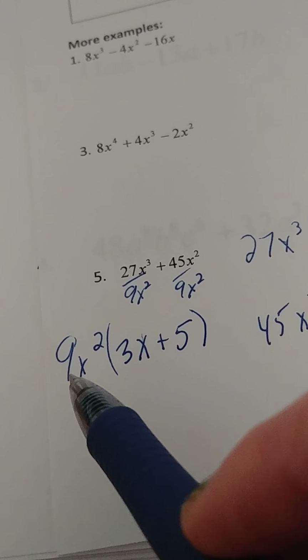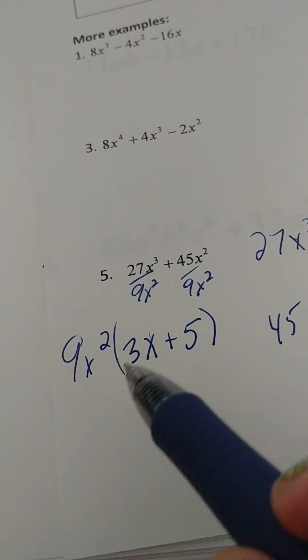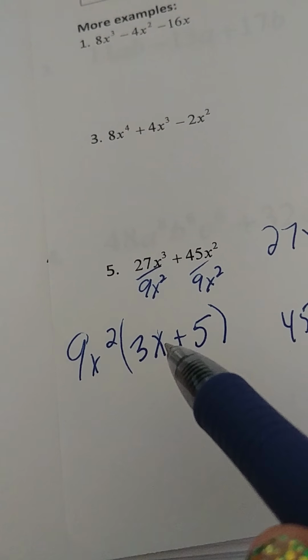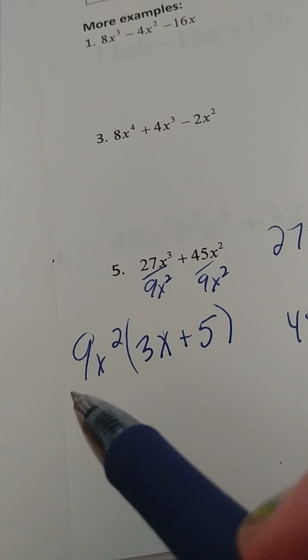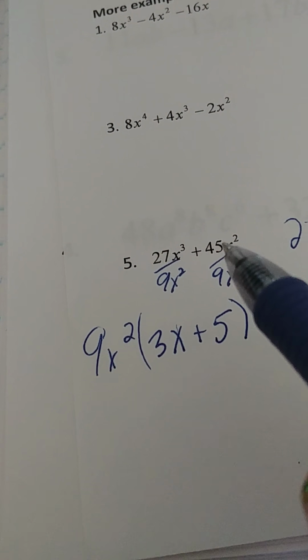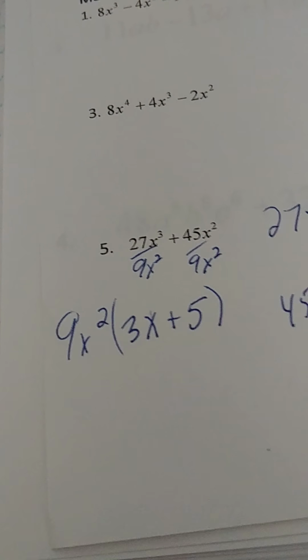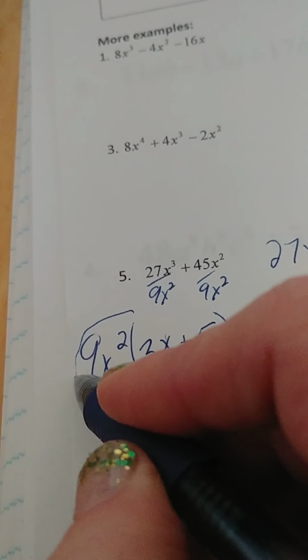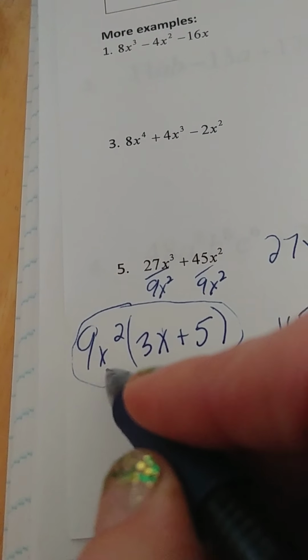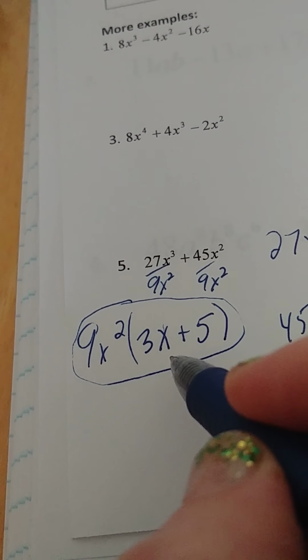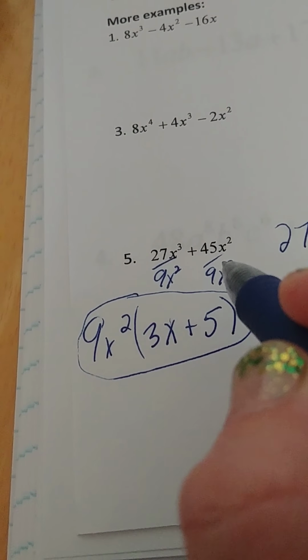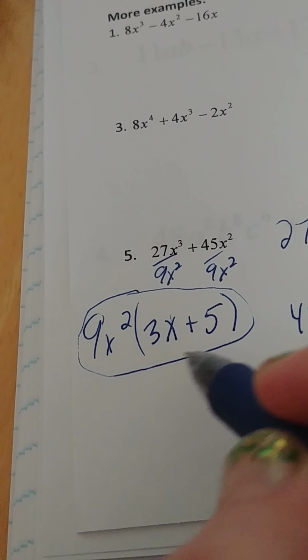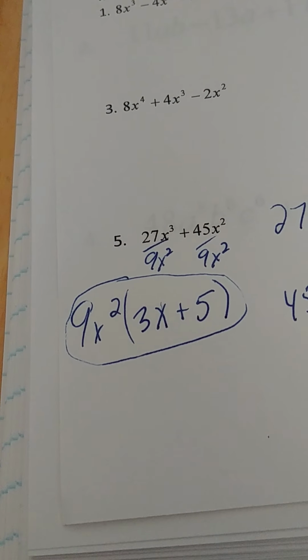And if I wanted to check my work, 9 times 3 would be 27. x squared and x would be x to the third. And 9 times 5 would be 45. And then the x squared would come down. And I know I did it right. Here is my answer. This is my greatest common factor. This is what I got when I divided that out. And now I have a simplified factoring by greatest common factor.